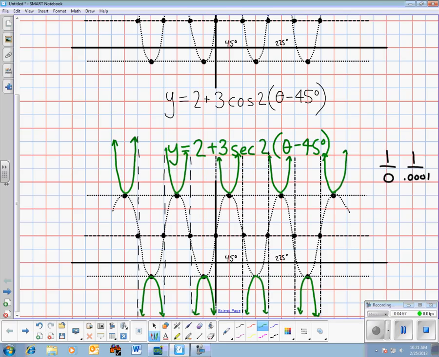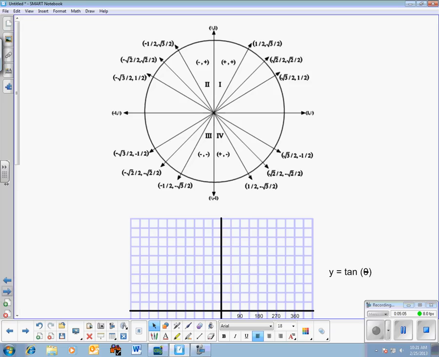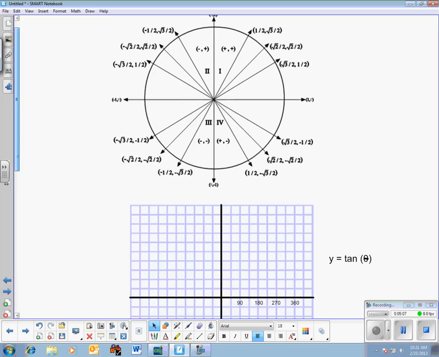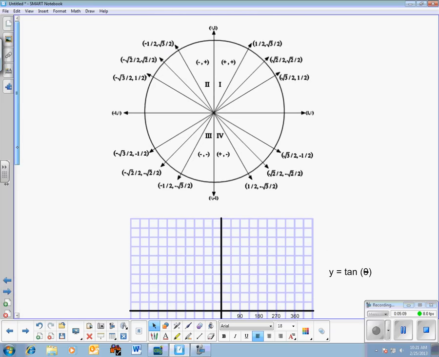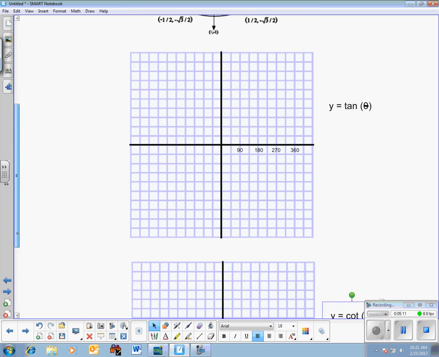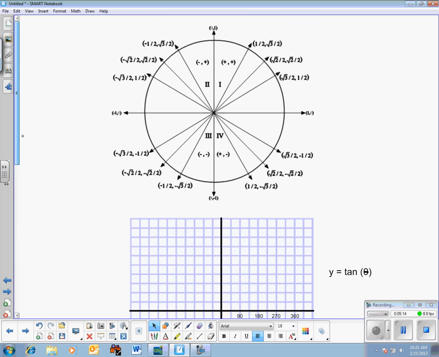So I'm not going to even do a cosecant. If you have a cosecant, start with sine and put the little u's on it just like we did here. Instead, let's talk about our other two that haven't been drawn so far. Using this unit circle, let's do a graph of tangent and cotangent, just the regular non-shifted and stretched values.